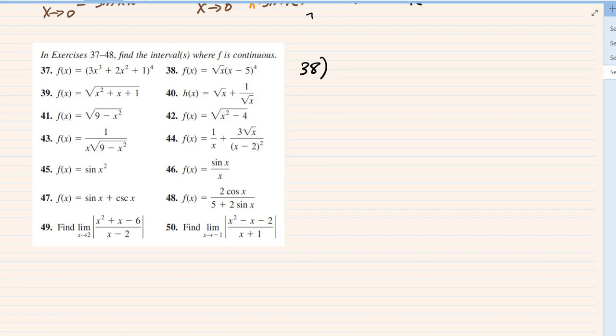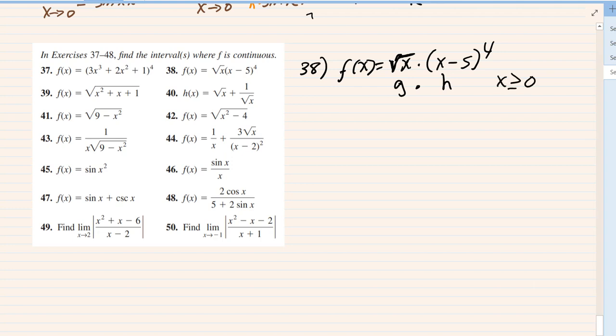I copy and pasted it into my note, this segment of the exercise. Let's take a look at number 38. In number 38, we have f of x is root x times x minus 5 to the fourth. So we have two functions. We have g times h. Now, root x is continuous, right, over its domain. And h is a polynomial function, fourth degree polynomial function. So it is also continuous, therefore you're looking at product of two continuous functions.